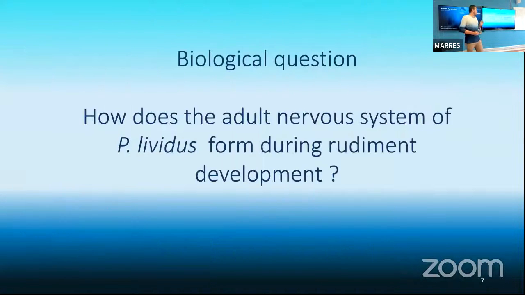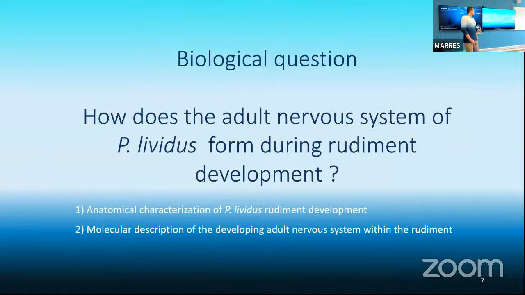And therefore comes my biological question. How does the adult nervous system of Paracentrotus lividus form during the rudiment development? To address this question, I have 2 different goals. The first one is to do an anatomical characterization of Paracentrotus lividus rudiment development. And the second one is a molecular description of the developing adult nervous system within the rudiment.